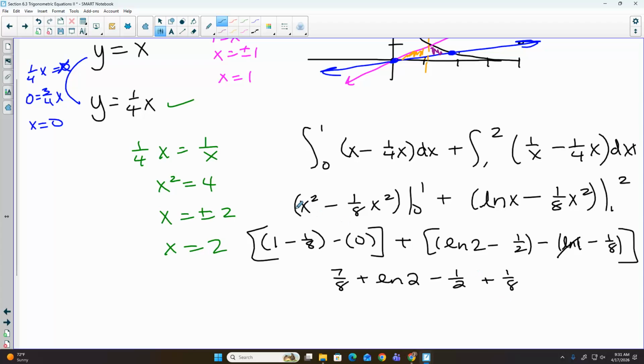Oh, hold on. I have a mistake, don't I? What's the antiderivative of x? Yeah, I dropped off my 1/2. I don't know if I even said it. So this would be 1/2 right here. So that would be 3/8. Okay. So we have 4/8, which is 1/2 minus 1/2. So that all cancels. And we just get the natural log of 2.